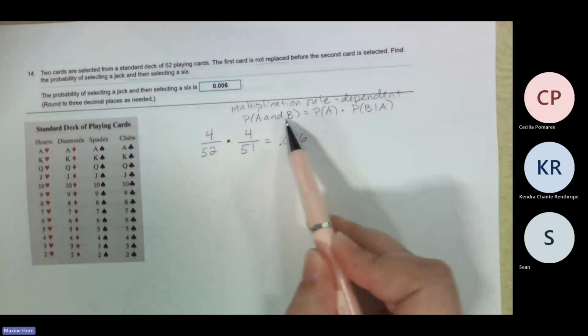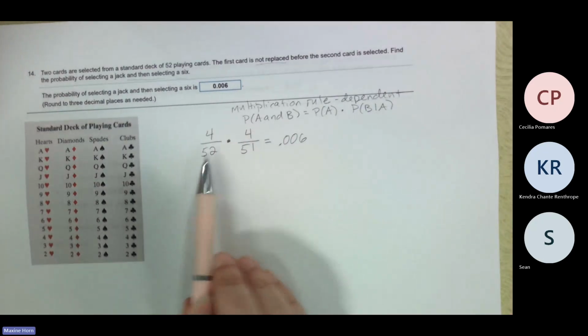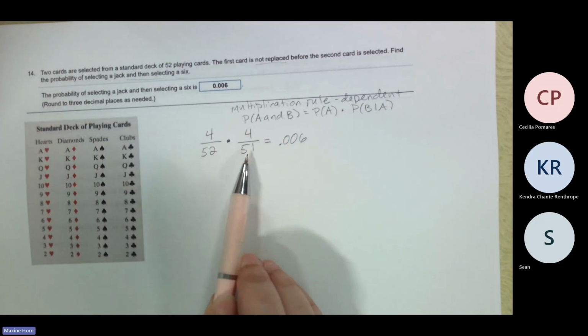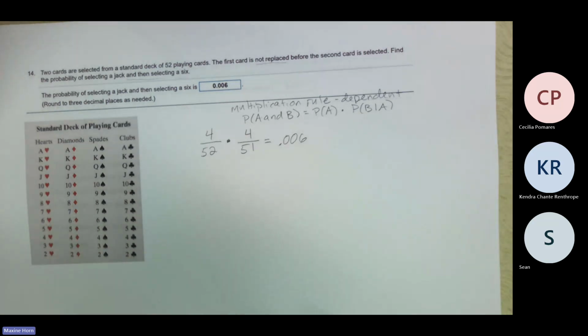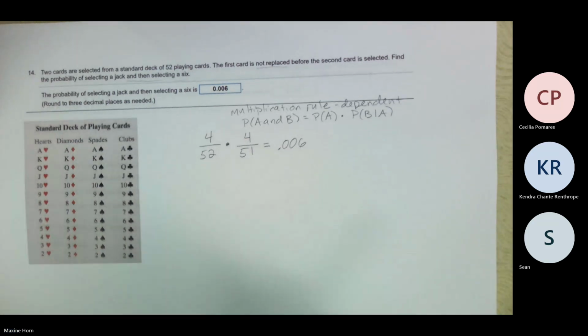Okay, so the probability of A and B, we do the probability of A, and we multiply it by the probability of B given that A occurred. Right. Okay. All right, moving on to 15.